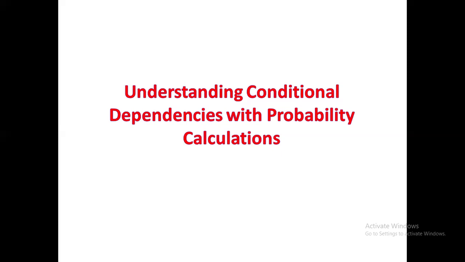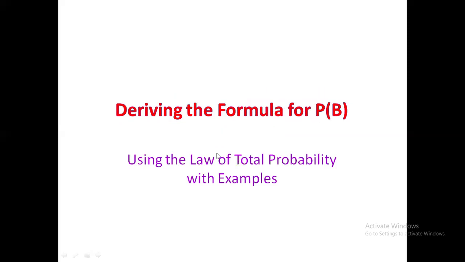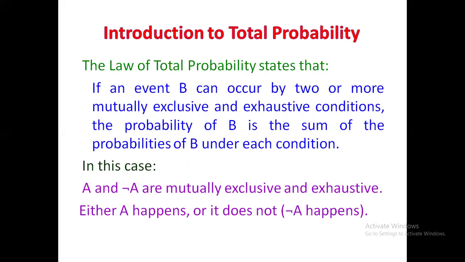in uncertain environments. And we are going to see how we derive the formula for P of B, that is, using the law of total probability, with some examples that we'll see. And you know that here also we are going to use Bayes networks or Bayes theory. Before that, we are going to find out the law of total probability.